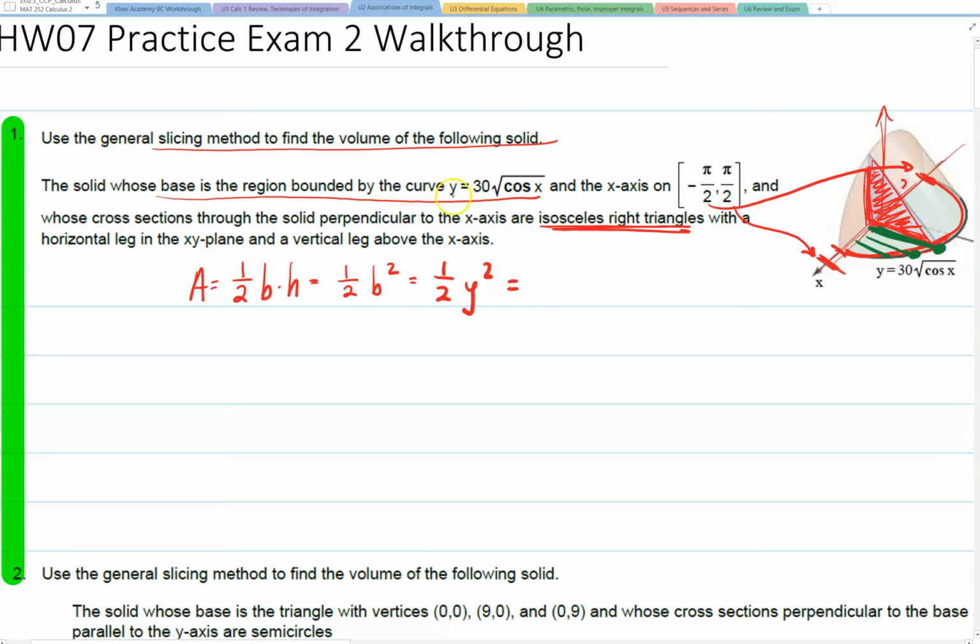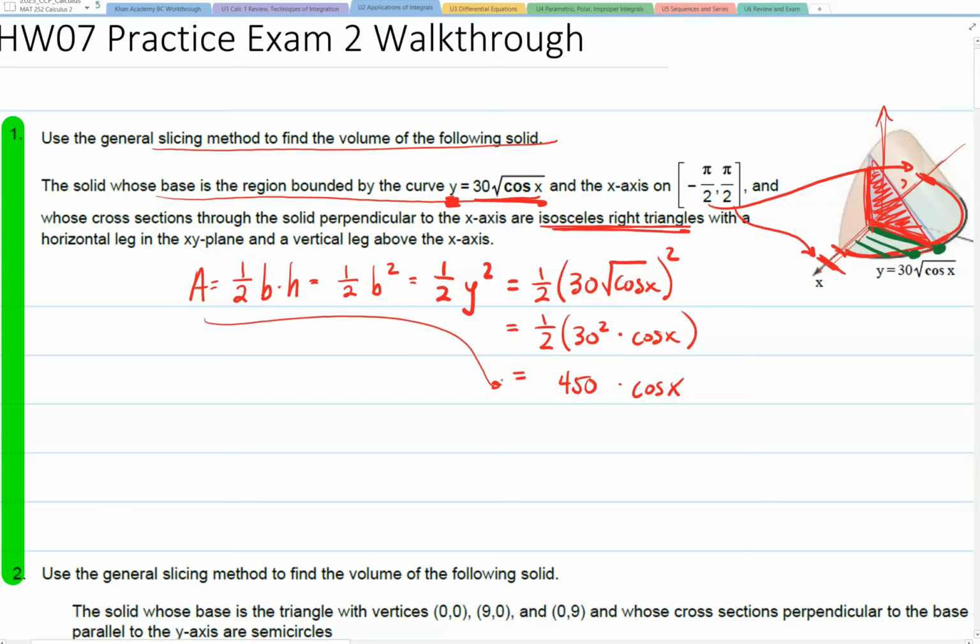And better still, the y value is a direct result of this formula. So we can say that we have 1/2 times 30 square root of cosine of x squared. If you wanted to clean this up, you could. We could take 1/2 of 30 squared times cosine of x. And since 30 squared is 900, half of that is 450. We now have 450 times cosine of x that represents the area of each one of these cross sections.